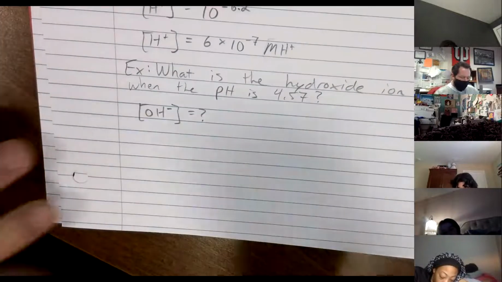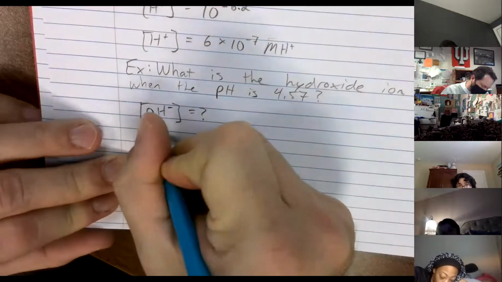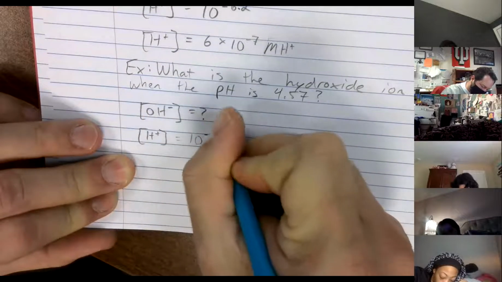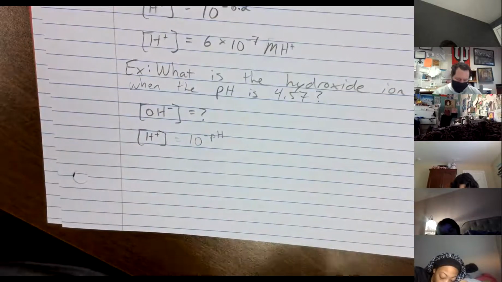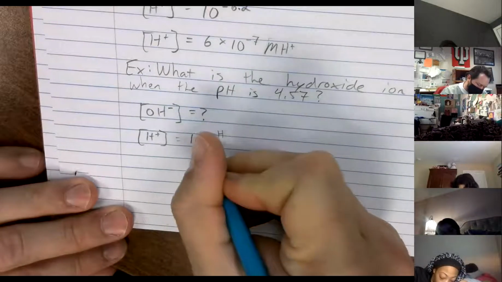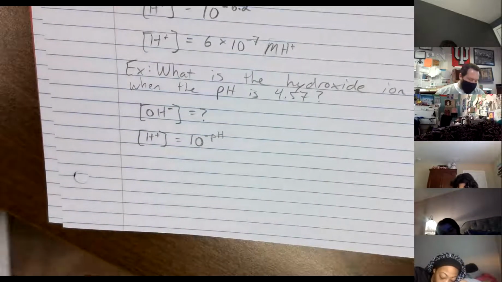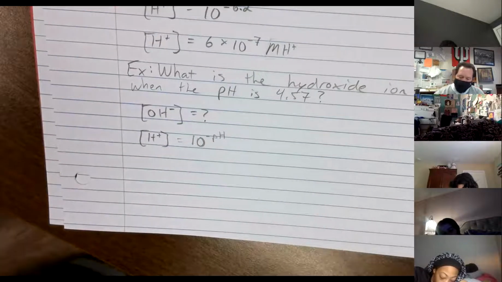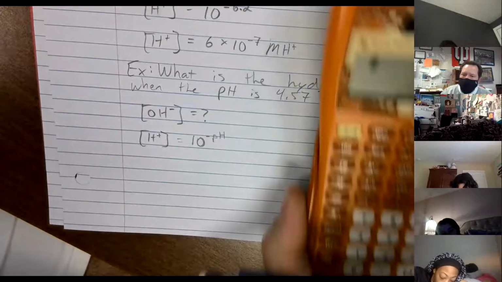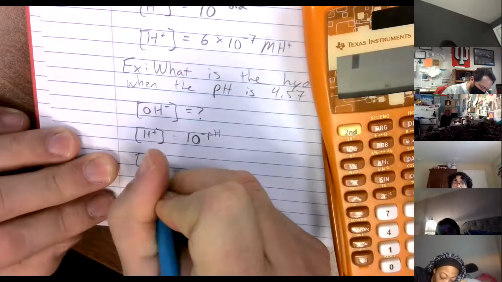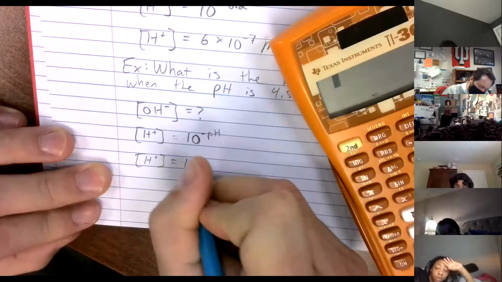All right, again, first step, solve for the H plus. 10 to the power of negative pH gives my H plus. So again, with the calculators, plug this in, guys. Just make sure you're getting the same number as I am. Good chance to practice.